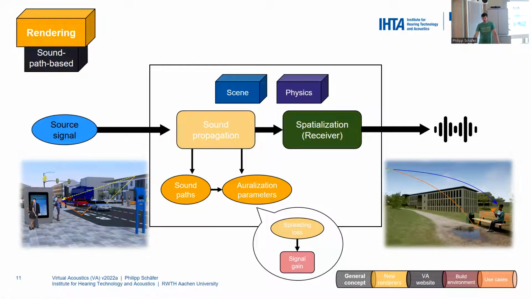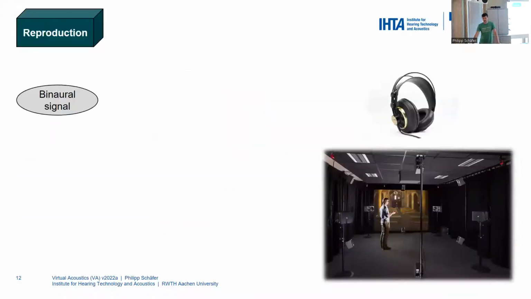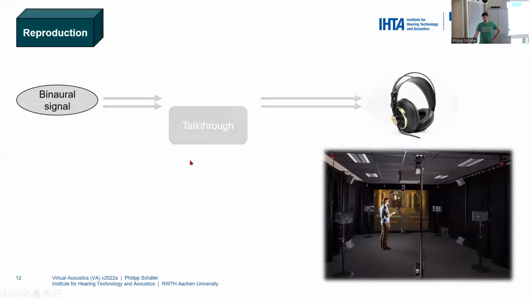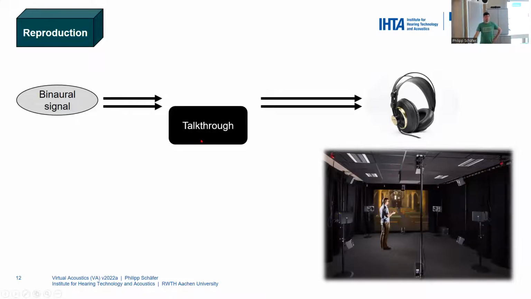Okay, so those are the 2 concepts for rendering. We will get back to this later, but finally I want to move on with the reproduction modules. So now consider that we have a renderer that gives us a binaural output signal, and we want to reproduce this via headphones. Then a module that we could use is the talk-through, which simply just routes the output signals of the renderer to the channels of the headphones.